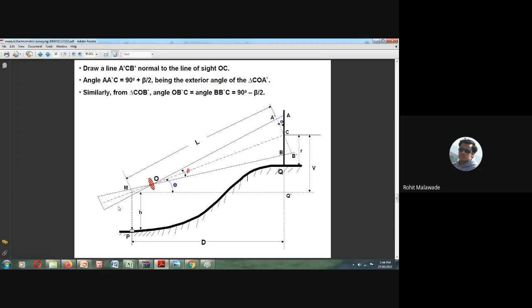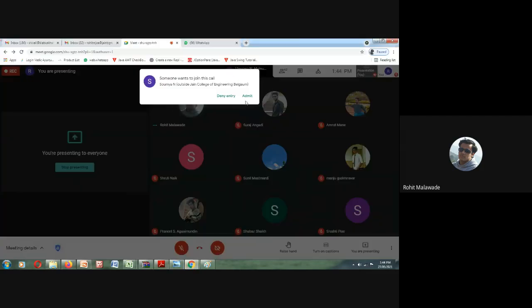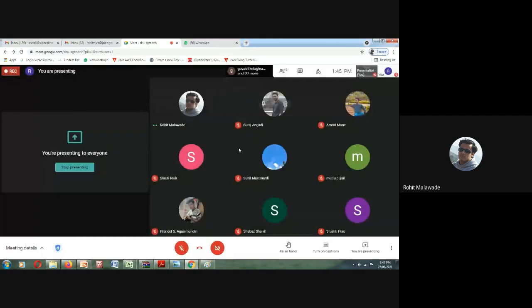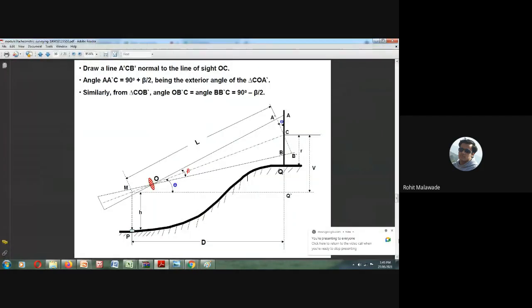If I look at the staff, these crosshairs, that is the upper and lower stadia readings, will read A and B, and the center crosshair will read the point C. So this is regarding the angle of inclination. From M, I will be looking towards the staff, which is present at a height.